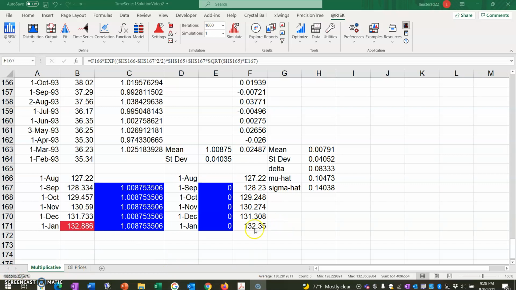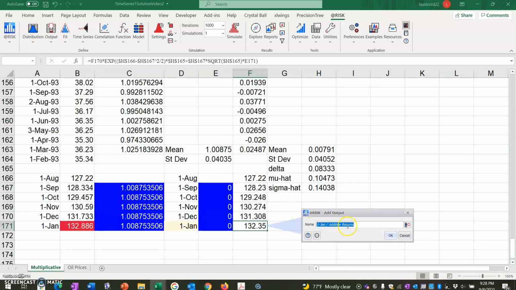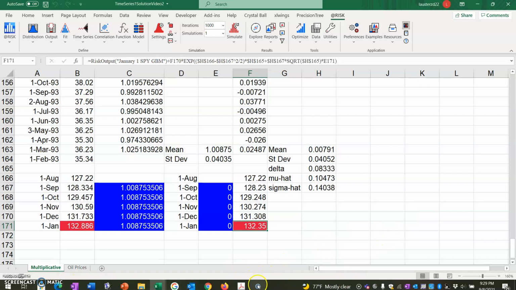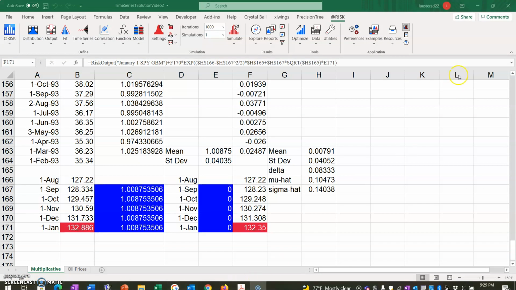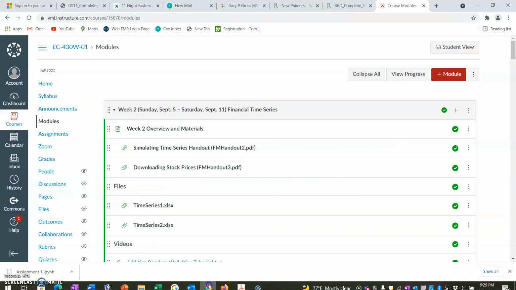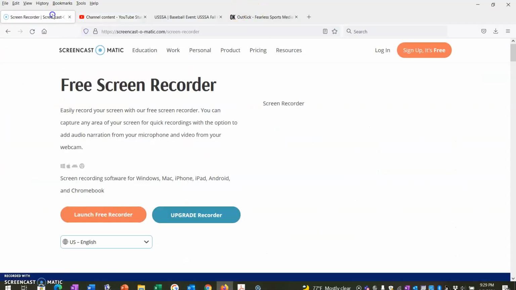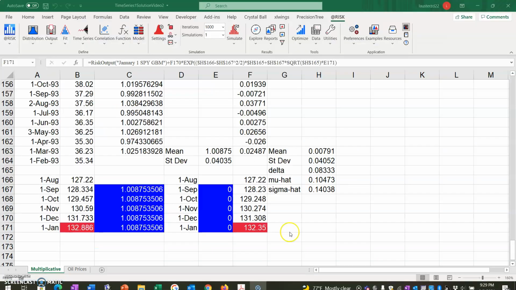Now we'll make this output here for the January 1st SPY price with the geometric Brownian motion. Okay, so we'll simulate both of these outputs for 1,000 iterations.